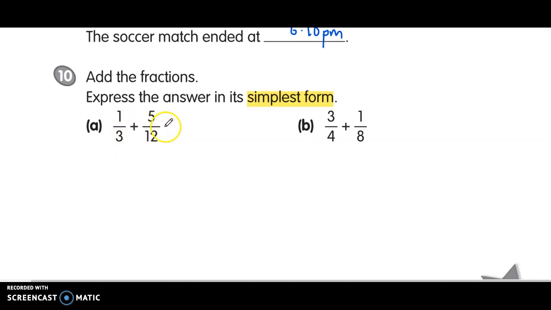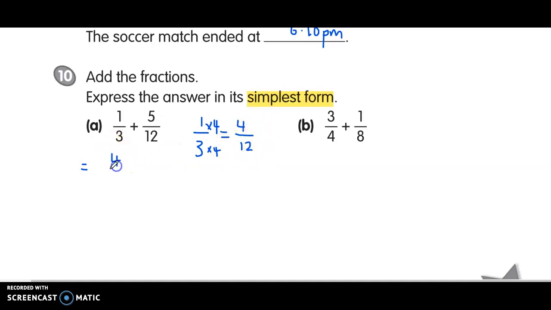These are unlike fractions. So what do we need to do next? We need to find the equivalent fraction of the same denominator, 12. So how can I change 1/3 to 12? Remember, we multiply, right? Times what? Times 4. So if we times 4 at the denominator, we must times 4 at the numerator. So therefore, the equivalent fraction of 1/3, we're changing into a like fraction, same denominator, is 4 out of 12.